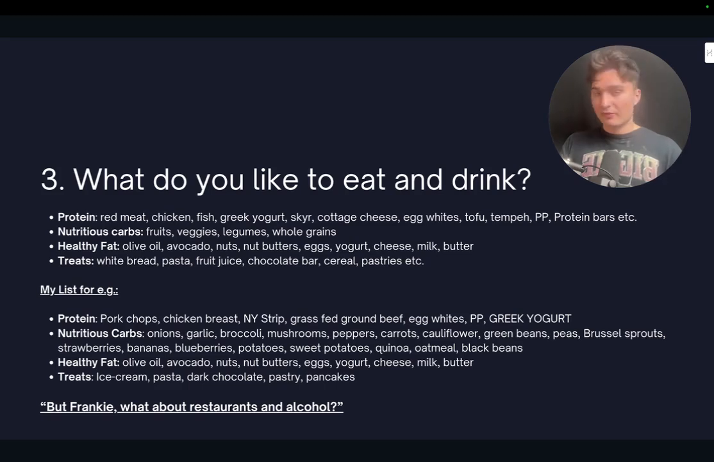And then my treats, my favorite treats, this is my kryptonite right here. Ice cream, pasta, dark chocolate, pastries, and pancakes. Those are my go-to cheat meals, right? My 20% of my diet.